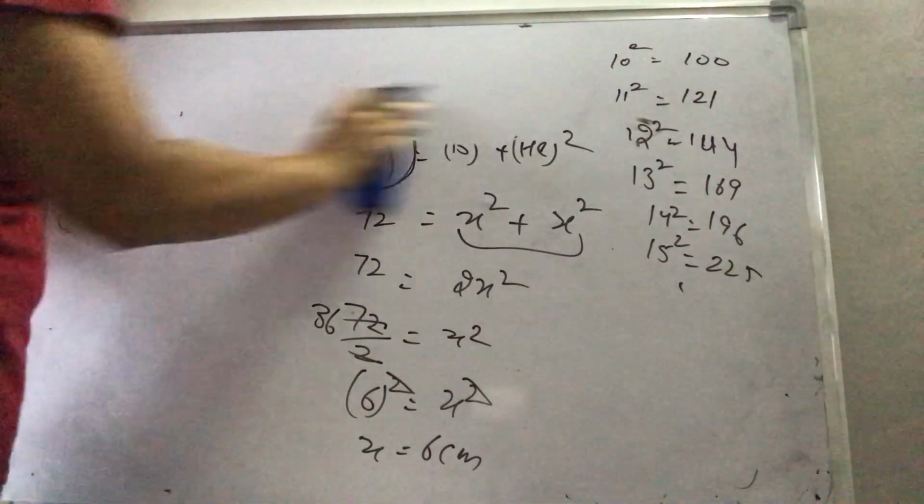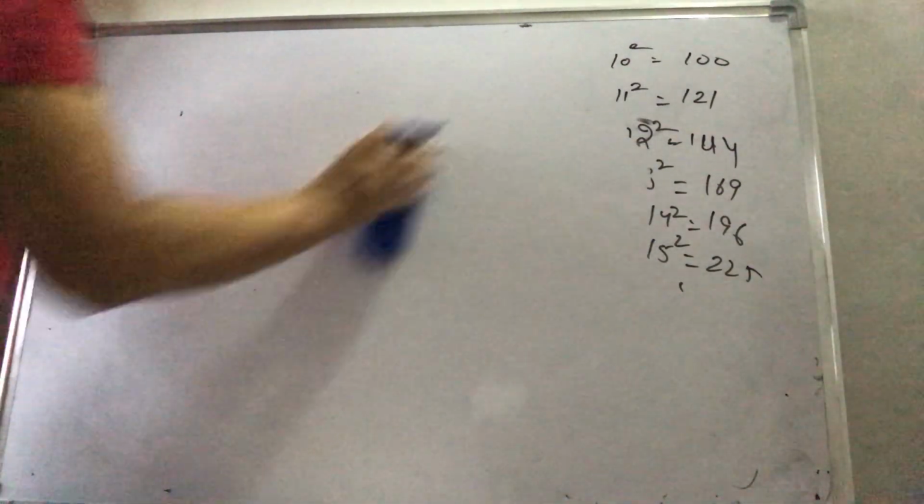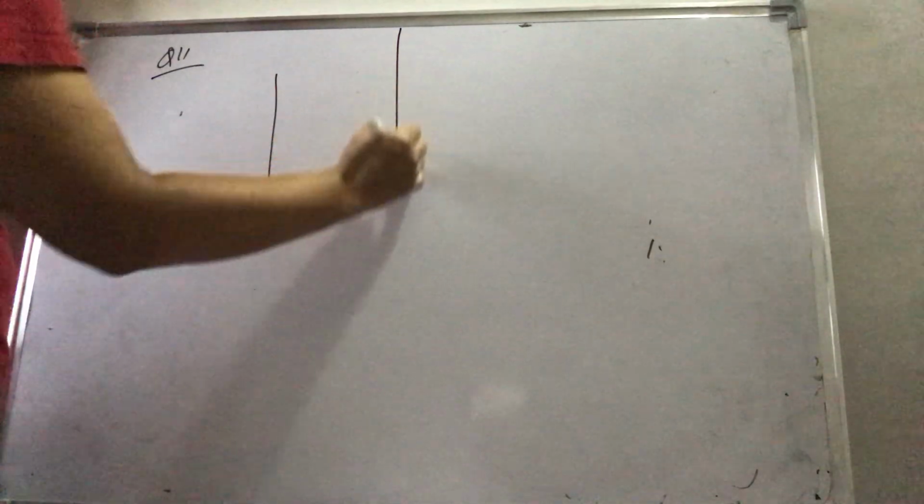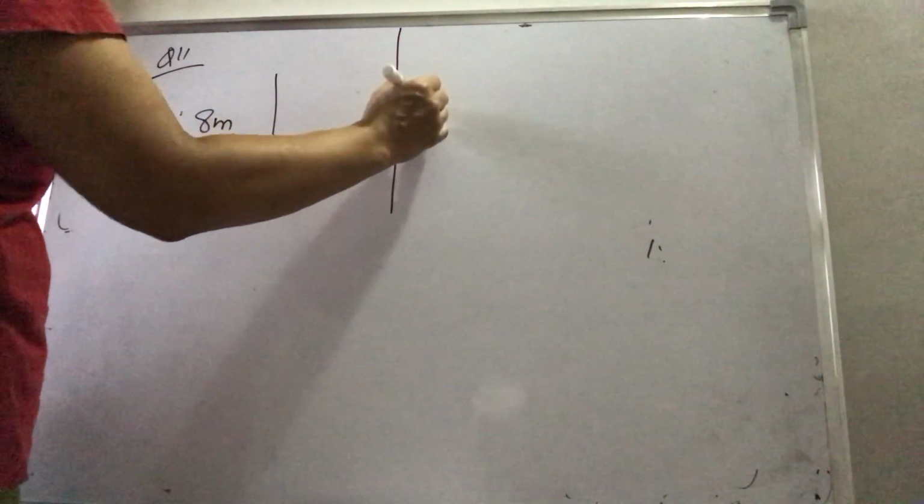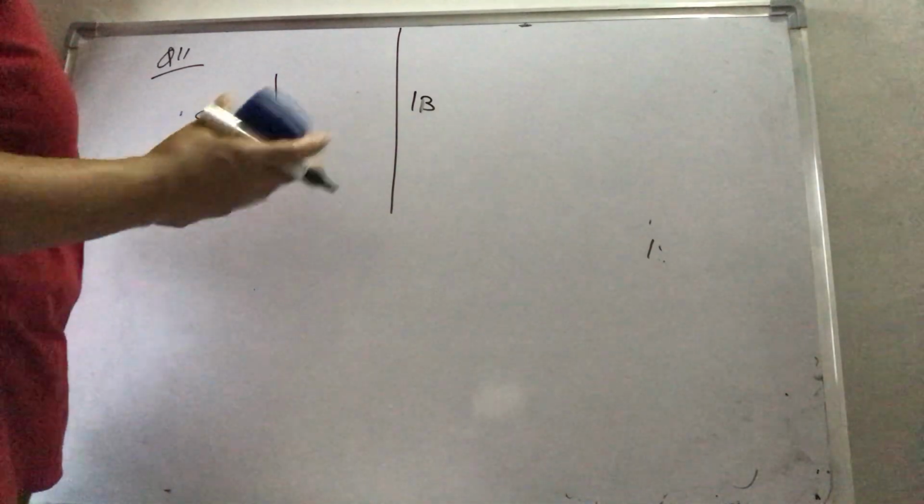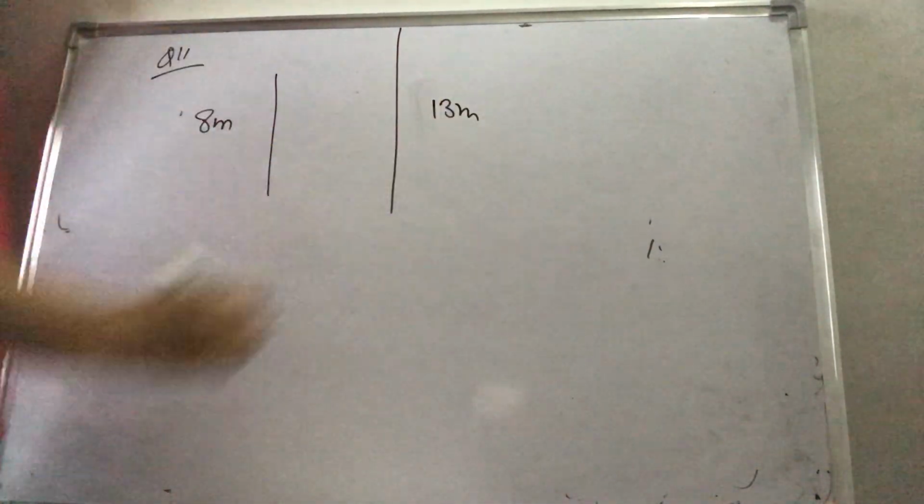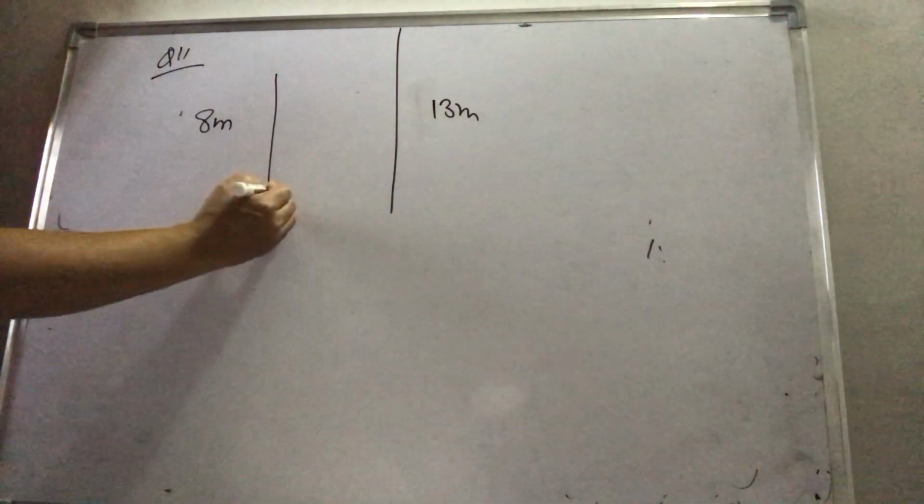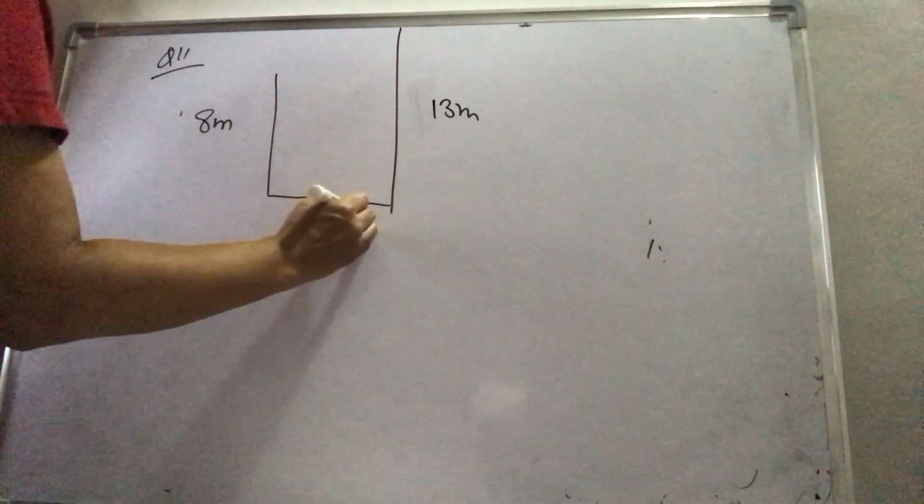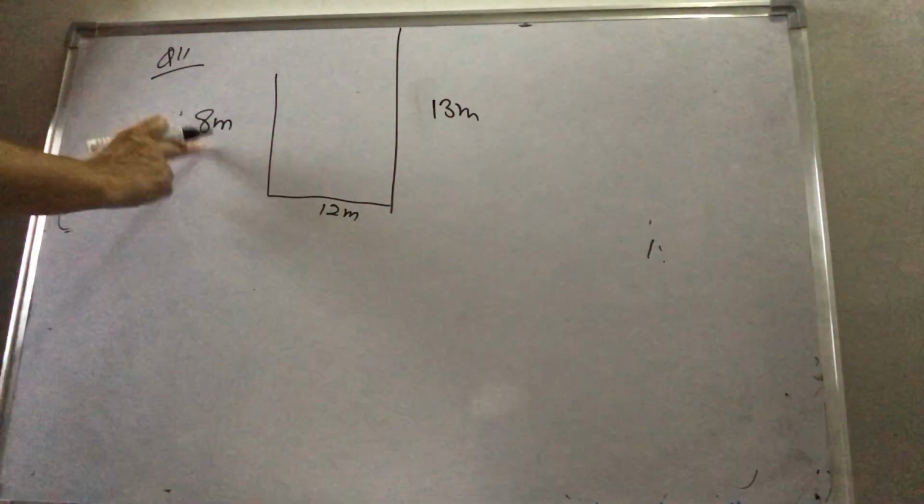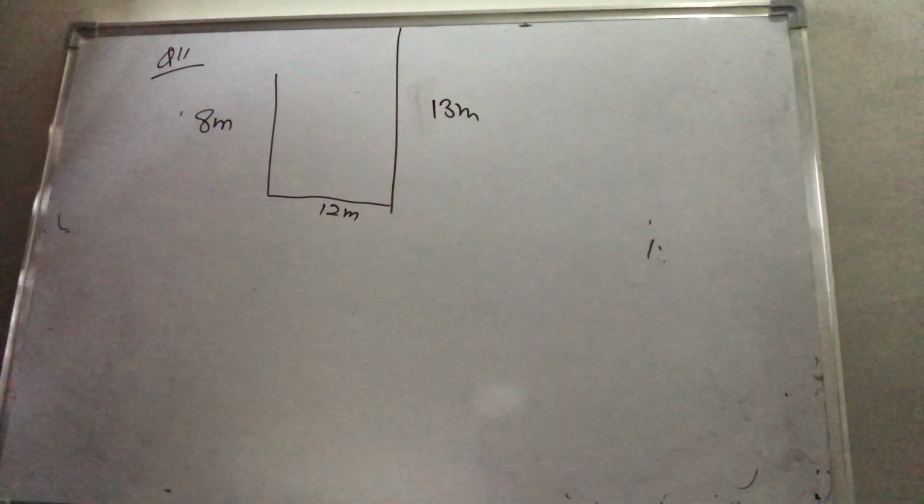Question number 11. Two poles 8 meter and 13 meter high are standing 12 meter apart. These are the two poles. One is 8 meter high and one is 13 meter high. They are standing 12 meter apart. That is 12 meter apart. 8 meter and 13 meter. These are the lengths of the two poles.